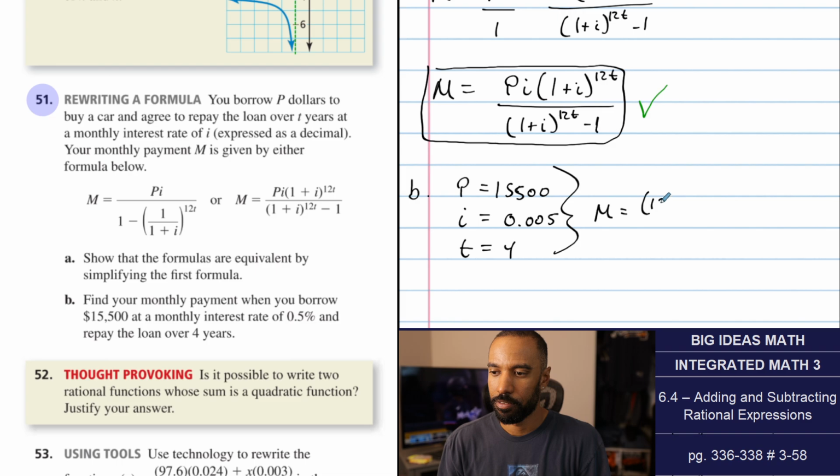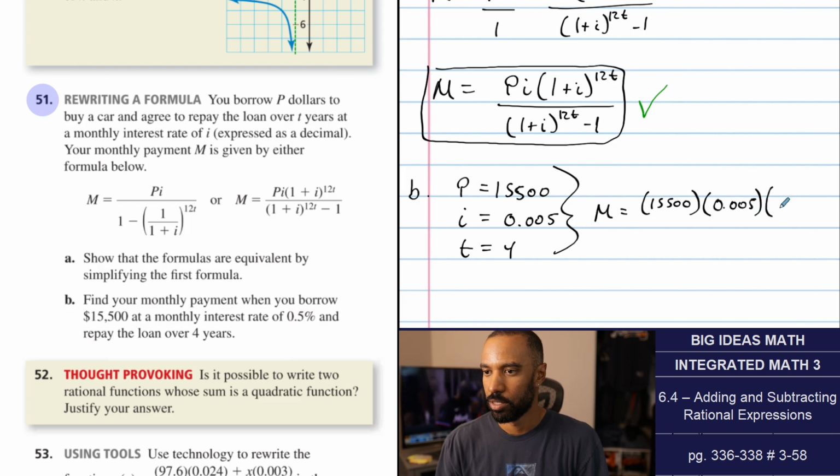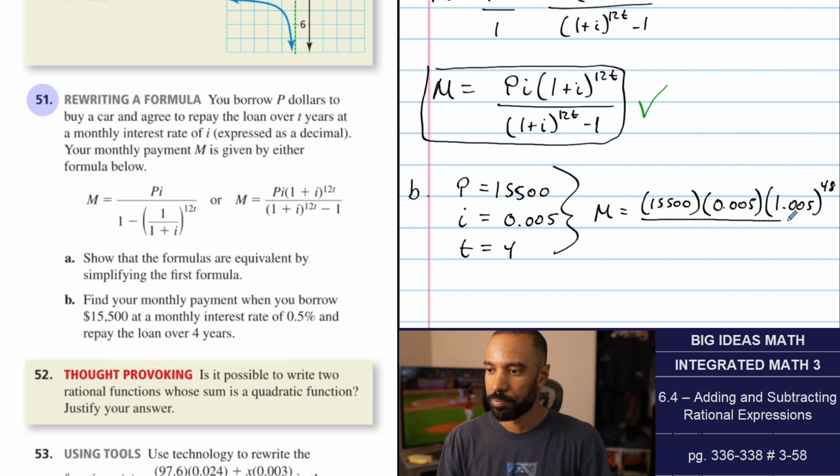So we have 15,500 times 0.005 over... let me at least clean this part up here because I'm going to do it on the bottom as well. 1 plus 0.005 is 1.005 to the 12t, and t is 4. 12 times 4, I'm going to clean that up as well. That's 48, because I'm going to do this in the calculator in a bit. All divided by 1.005 to the 48 power minus 1.